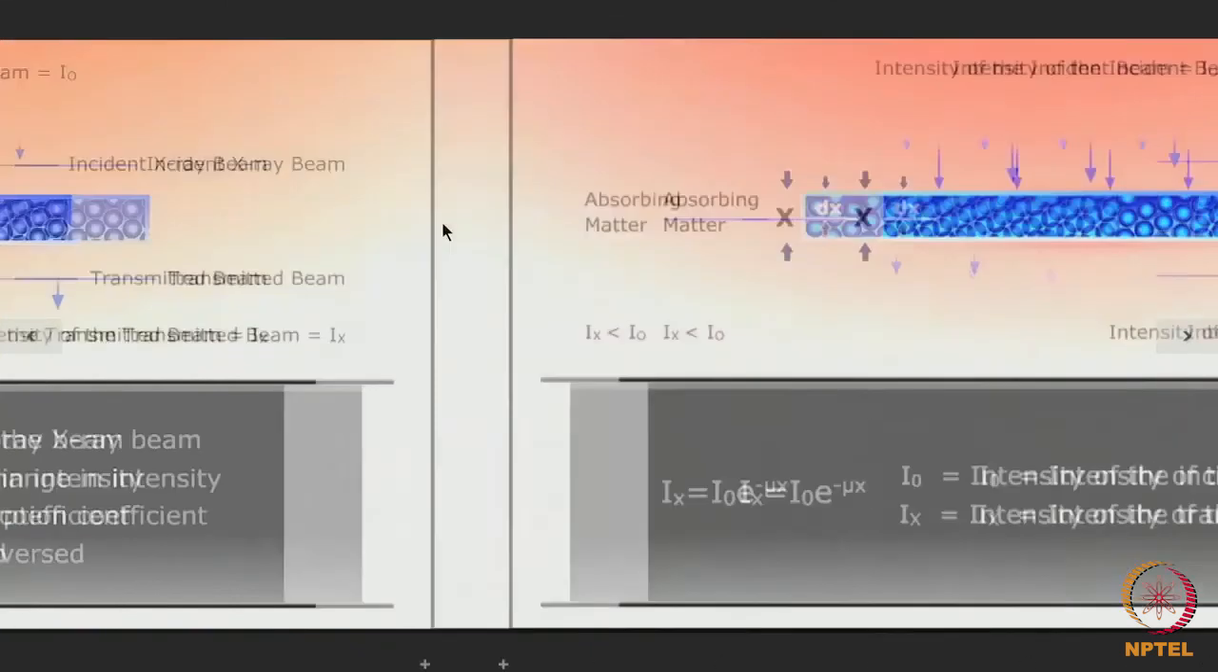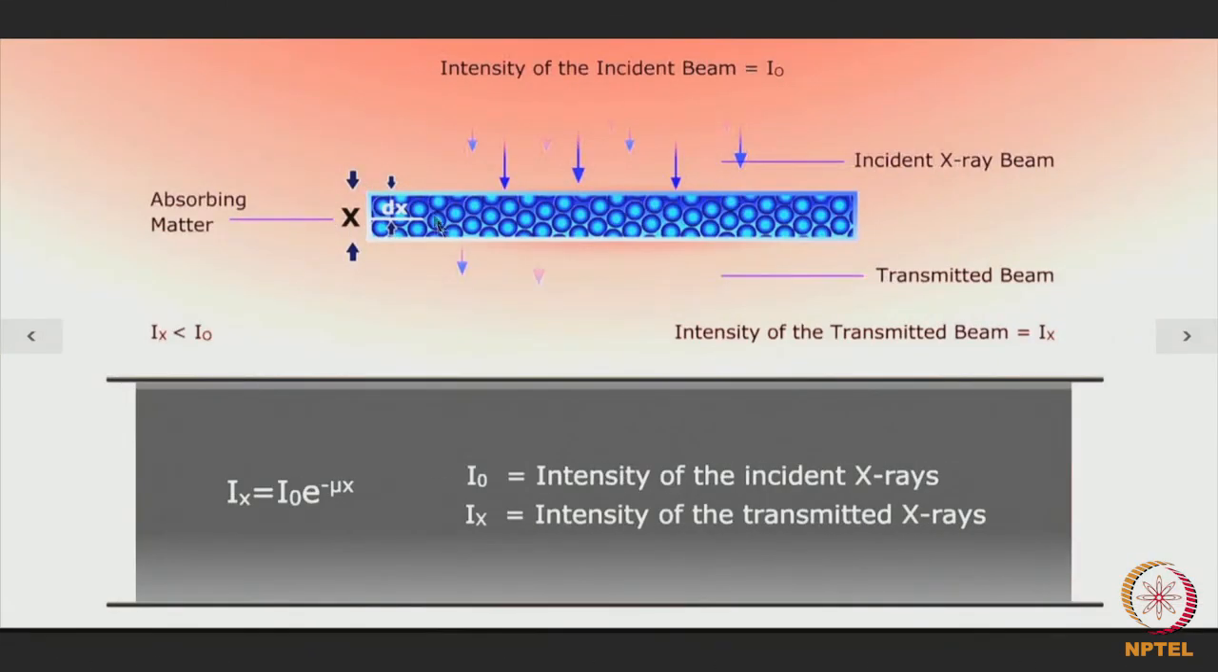Now, if we integrate the above equation within the limits, we find that Ix, the transmitted beam, is equal to I0, the incident beam, times e to the power minus mu x. So, the transmitted beam and the incident beam are related by this type of equation.